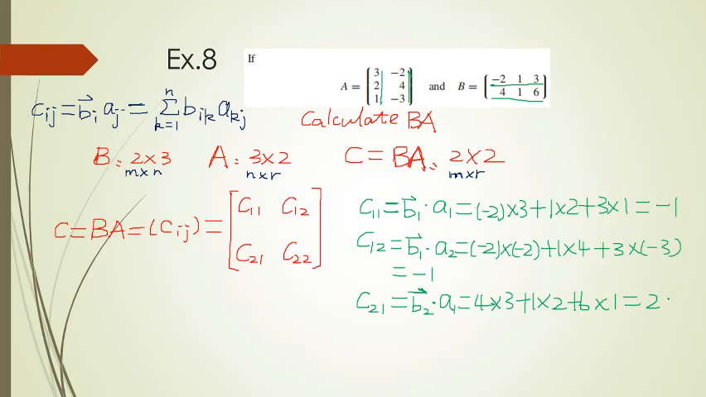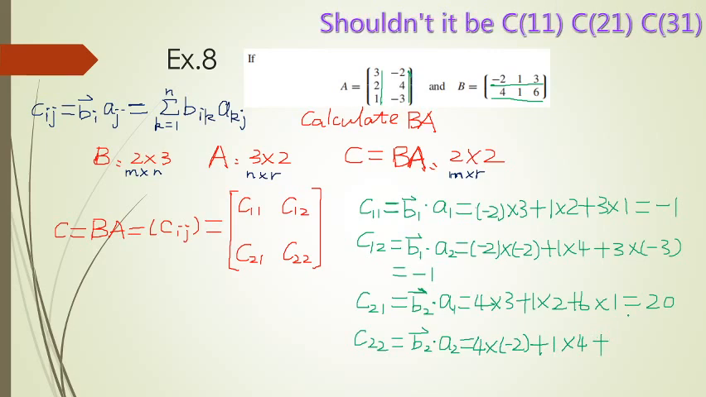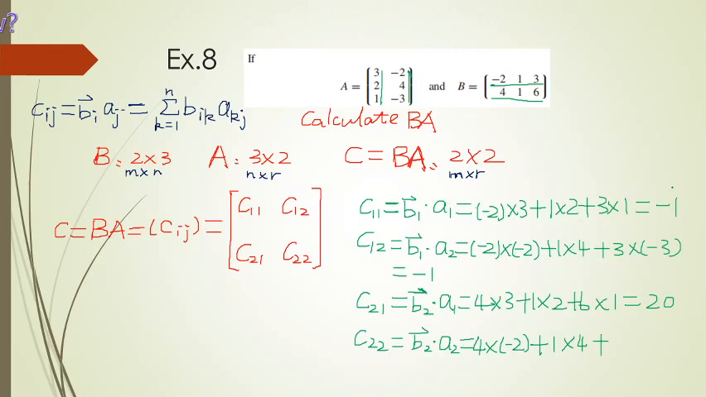Now finally, let's calculate C22, which is the B2 row vector times the A2 column vector. Second row in B, second column in A. So that will be 4 times minus 2 plus 1 times 4 plus C11, C21, C31 in first row. So someone asked the question.